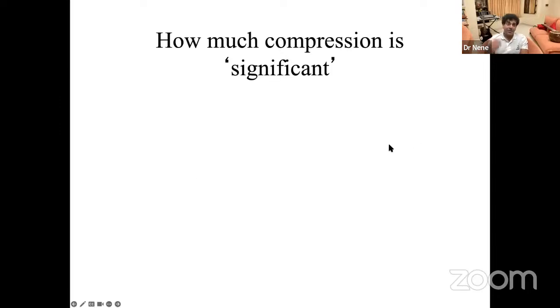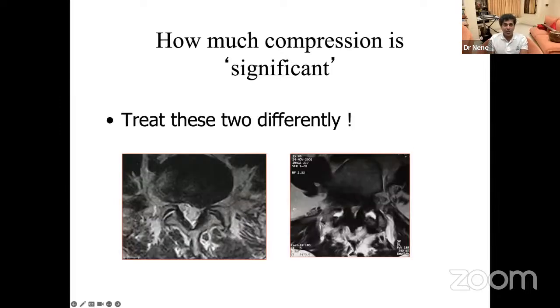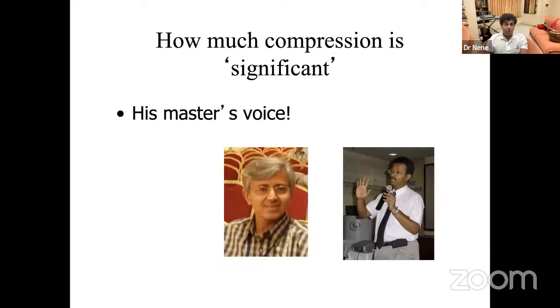And then the key question: how much compression is significant? There's a clear difference between the image on the left and the image on the right. To learn that, you need to constantly be seeing how the masters interpret it. That is very, very subjective. You might find one surgeon has said urgent surgery for this MRI, and another says this is moderate stenosis, you can just wait. So how do you determine that? That's an art and not a science.